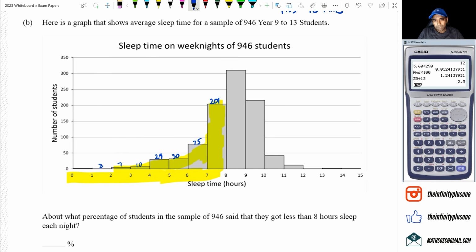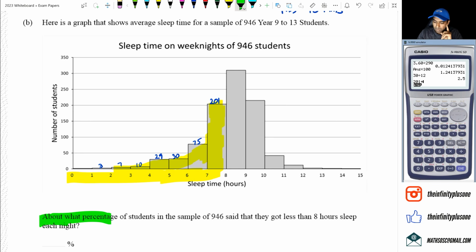Now, guys, don't stress too much about this, because if you look at the question, it actually says about what percentage. So we're not looking for an exact value, just close to it. But at the same time, you don't want to give a number that's ridiculous. So we're going to go into our calculator and add up all of these numbers.